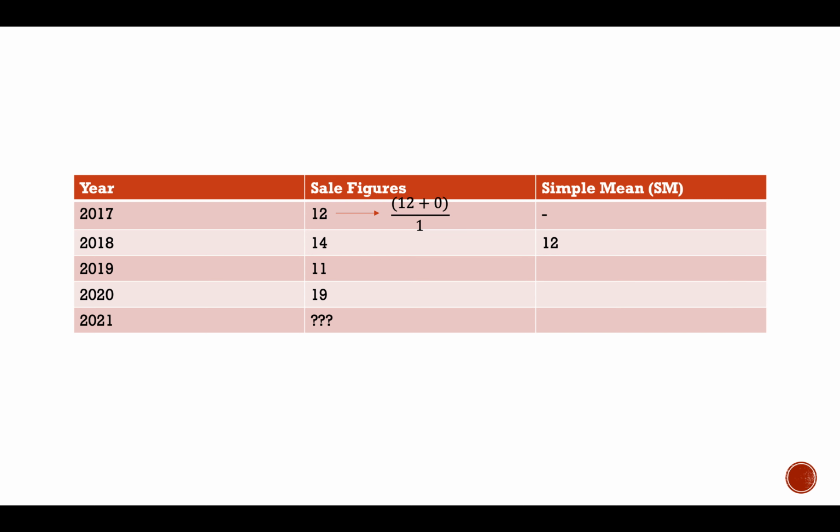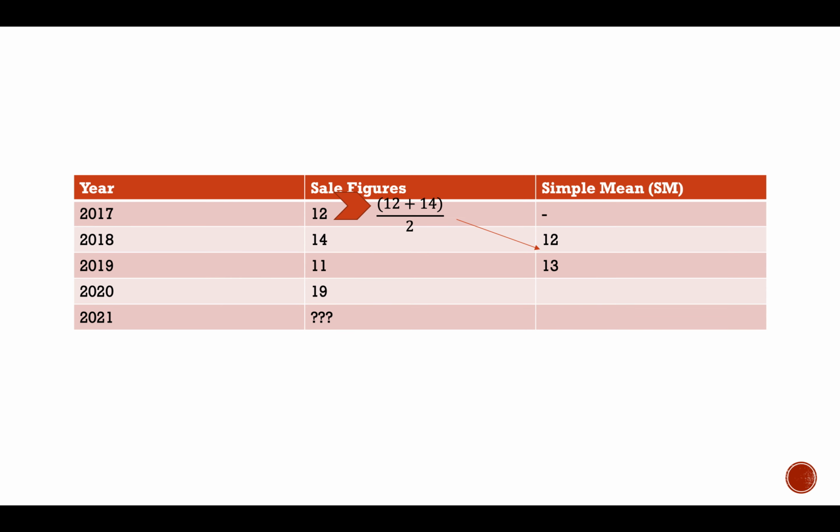And if we were to put this into a calculator, we would put 12 plus 0 over 1. The 1 indicates the year that we're analyzing. So because there isn't more than 1 year, we would go ahead and just divide 12 by itself. And that's how you got 12.